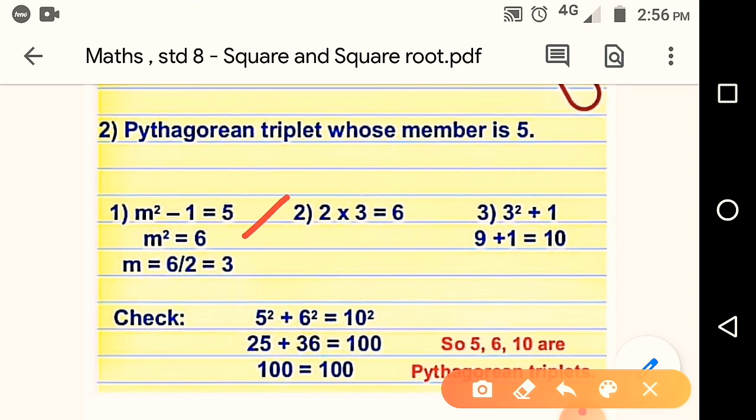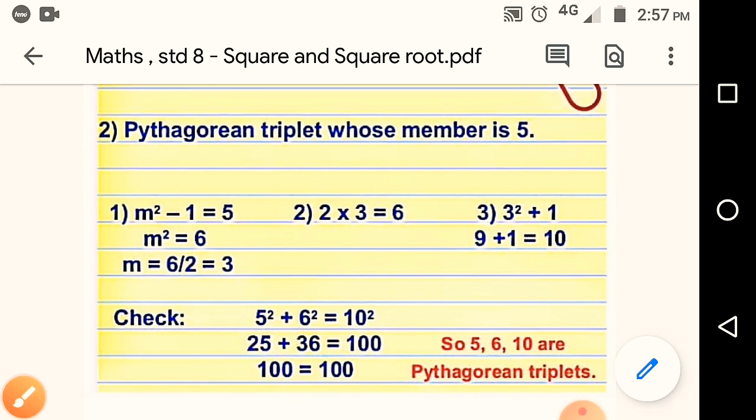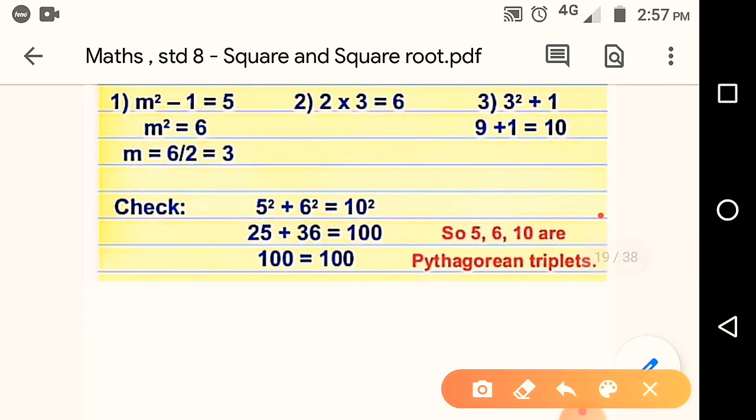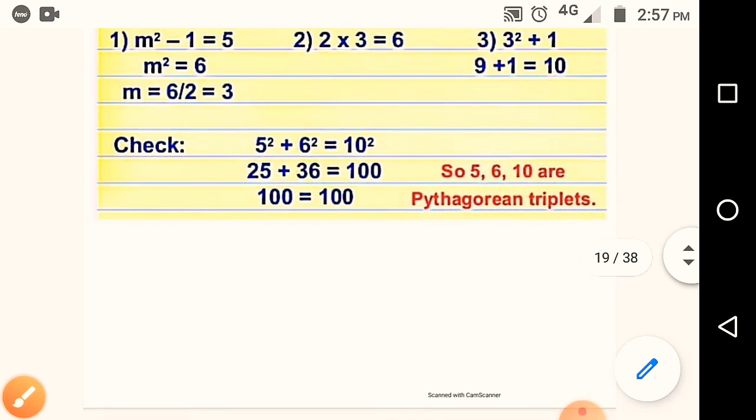2m equal to, here 2m will come, 2m equal to 6, so we will get here 3, and then we will do m square minus 1 and then m square plus 1. So m square minus 1 if you do, you get 5, and m square plus 1 you do, you will get 10. So 5, 6 and 10 is also one Pythagorean triplet. So this is also one Pythagorean triplet.